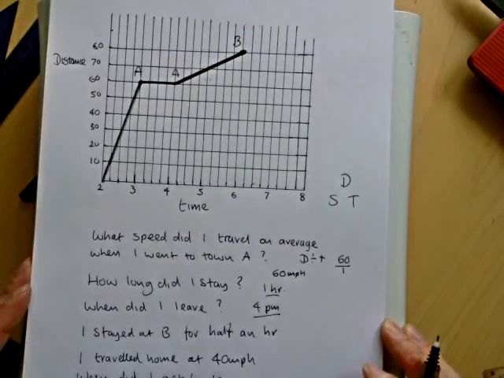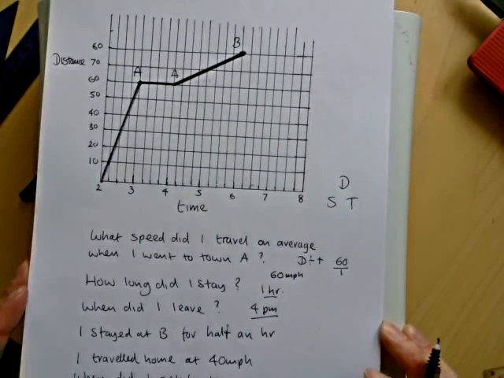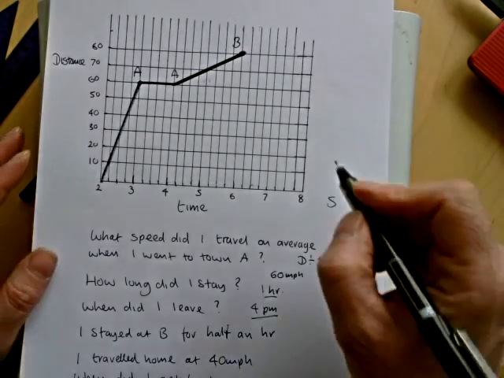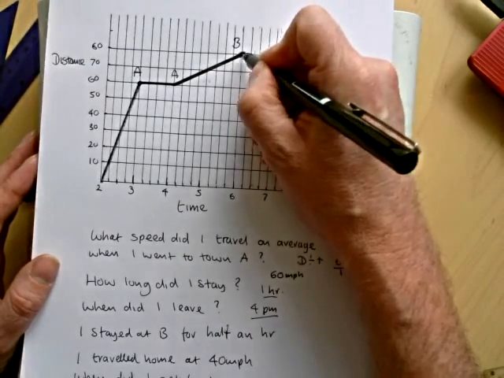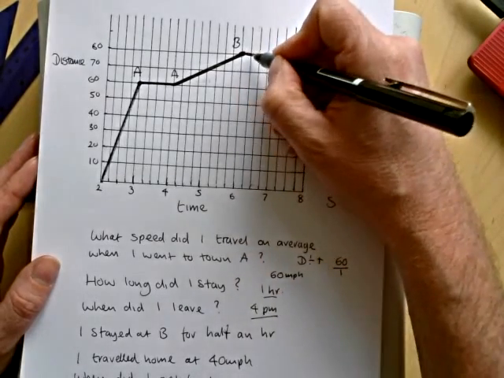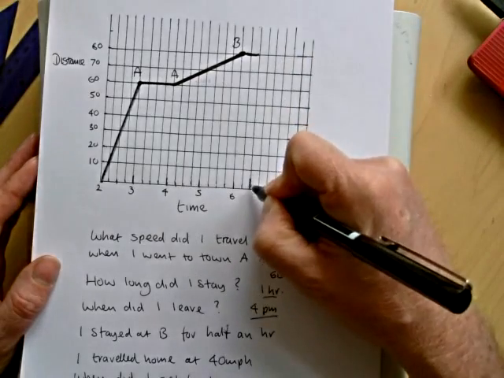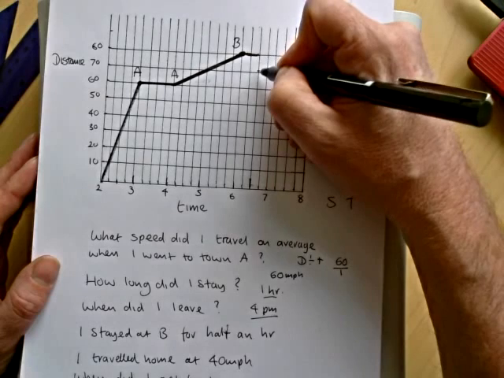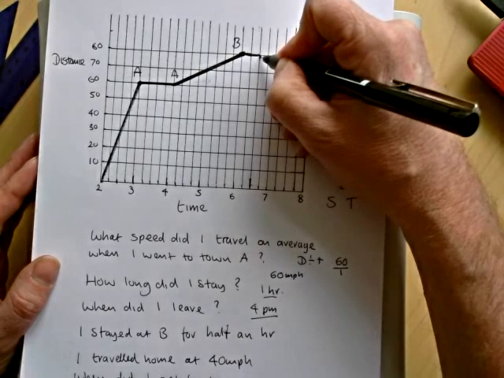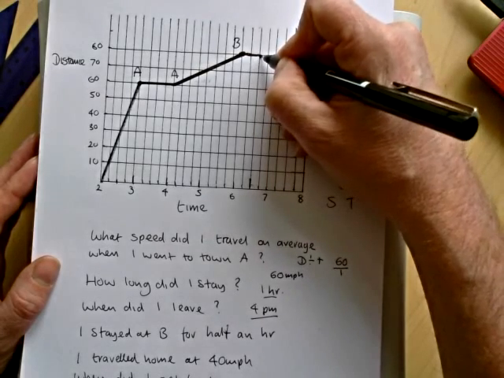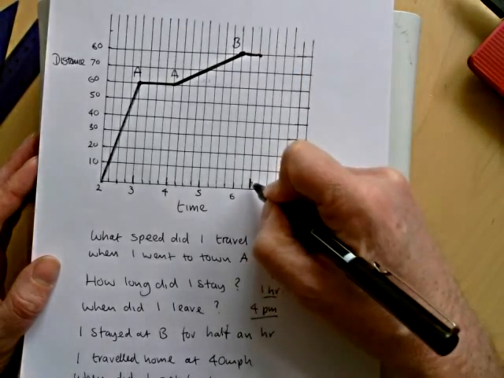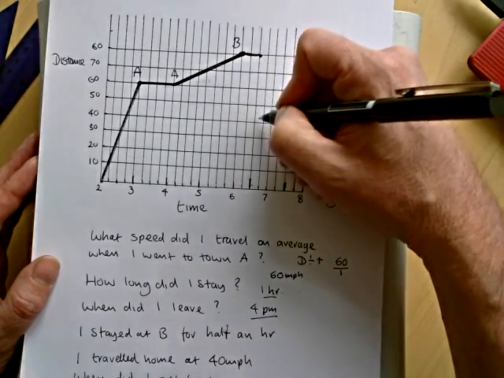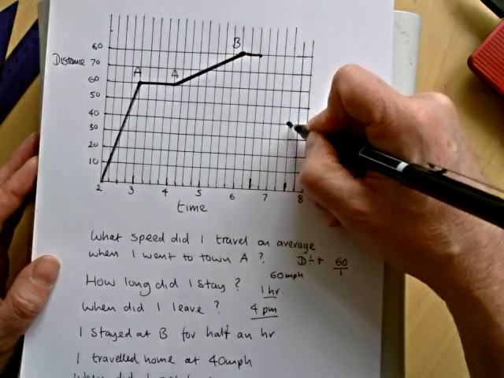Now, I stayed at B for half an hour, and then I travelled home at 40 miles per hour. When did I get back? Not a bad idea perhaps to show the staying. I'm travelling at 40 miles per hour, so that's leaving at 6:30. If I go 40 miles, let's come down 40, so we're leaving at 6:30, and in 1 hour, so at 7:30, that's an hour later, I will have travelled 40 miles. So I would have been from 80 down to 40 at 7:30.